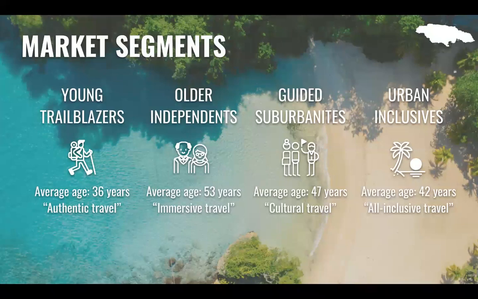And our last and final group is our urban inclusives, which is on average as well similar to the suburbanites, which is our 42-year-old travelers from urban areas who travel mainly to Jamaica for relaxation and indulgence, and having all the bells and whistles and comforts of all-inclusive resorts and high-end hotel properties. For the basis of this market segment, and as well as showcasing some sample products, we'll focus on the 2 key markets, which is the young trailblazers and older independents that Jamaica as a whole has focused on this year as part of its brand new Heartbeat of the World brand.